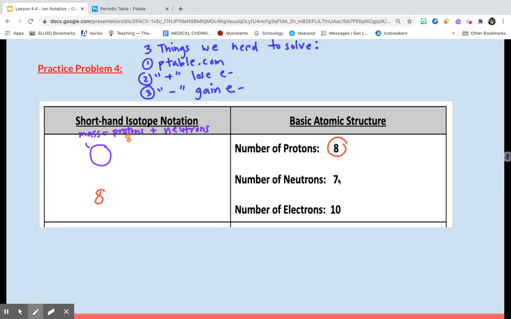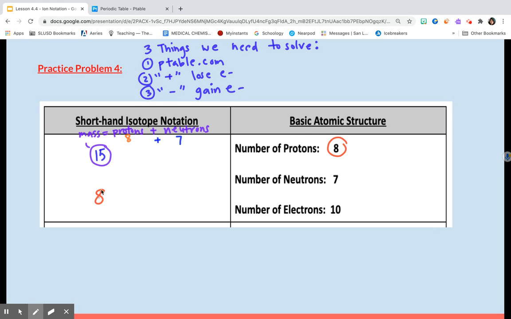And we also have 7 for neutrons. So 8 plus 7 is going to be 15. So therefore my mass is going to be 15. Right? So now I got to figure out what element symbol goes here.